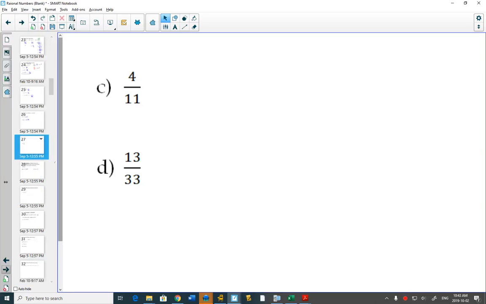Did anybody type it into their calculator to get an answer? What did you get? Do 4 divided by 11. See what you get on your calculator. Luke, what did you get? 4 divided by 11. 0.36 repeated.